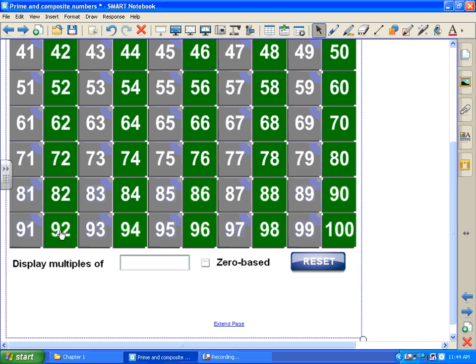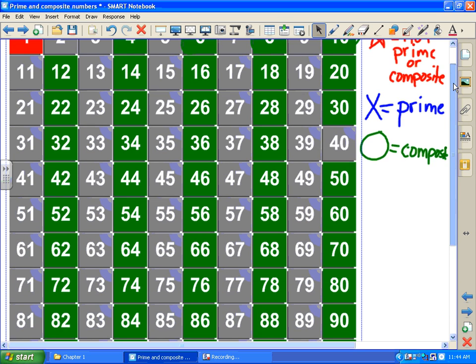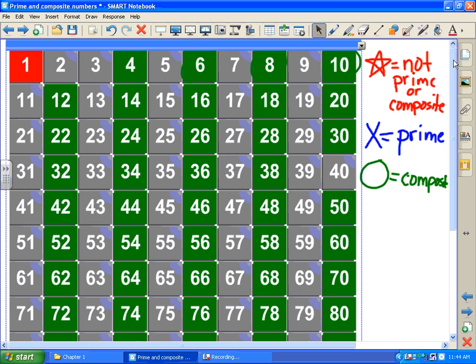The number 2 is the only prime even number. So, go back to the top here. The next prime number is 3. 3 has exactly 2 factors, 1 times 3. So put an X on 3.